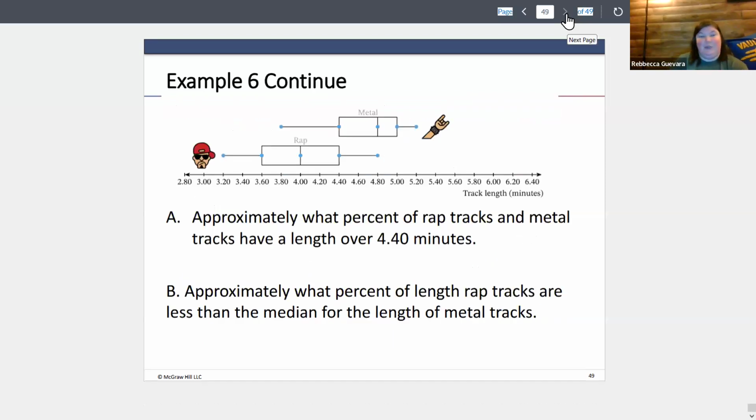The other part of this is just being able to read the data. So that should be saying C and D on it. So approximately, we want to know what percent of rap tracks and metal tracks have a length over 4.4 minutes. So we need to find 4.4 minutes, which is about here. And we want to know approximately how many have a length over that. So remember that these boxes represent 25% of the data. The whiskers represent 25% of the data.